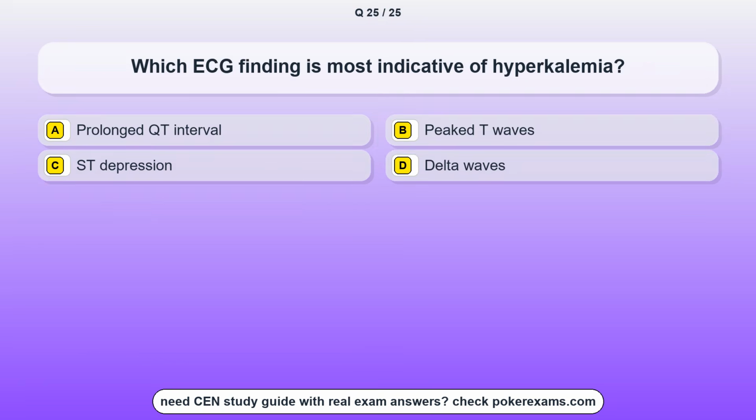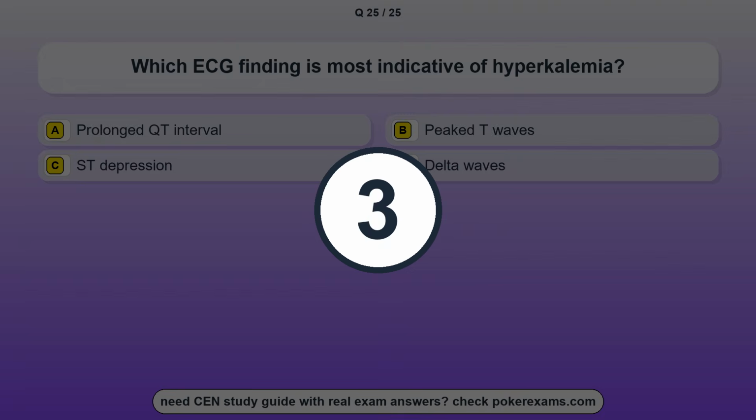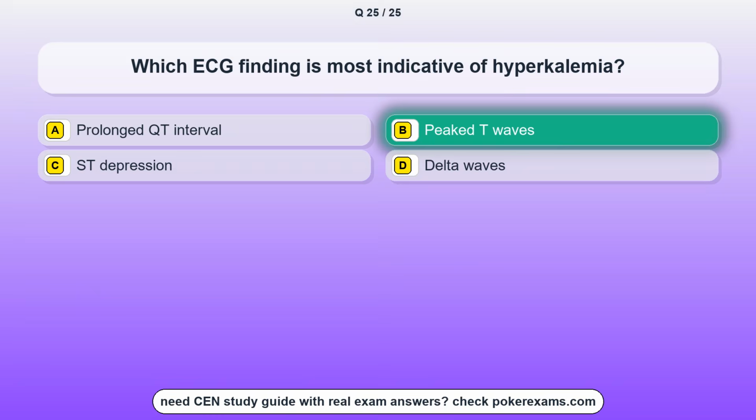Question 25. Which ECG finding is most indicative of hyperkalemia? Option A, prolonged QT interval. Option B, peaked T waves. Option C, ST depression. Option D, delta waves. The correct answer is option B, peaked T waves.